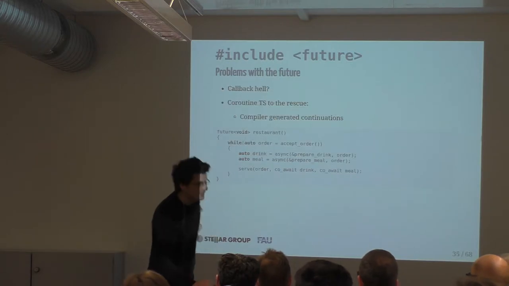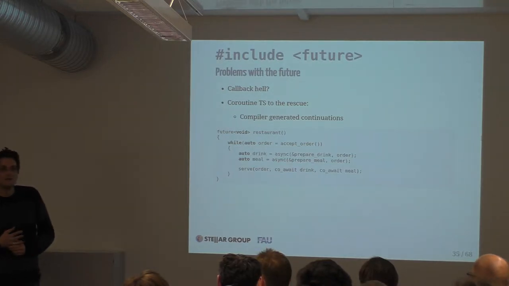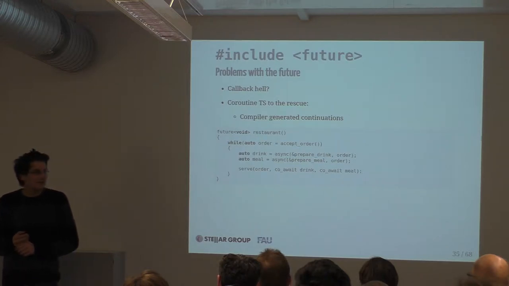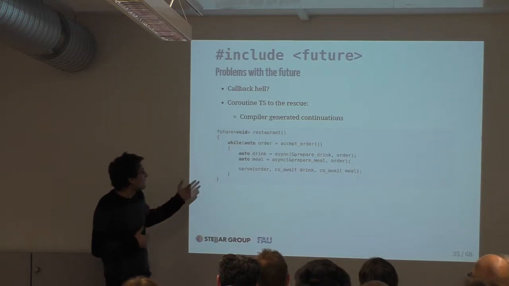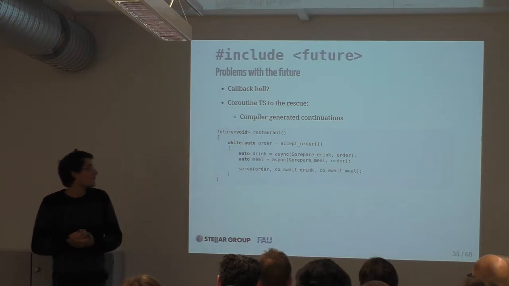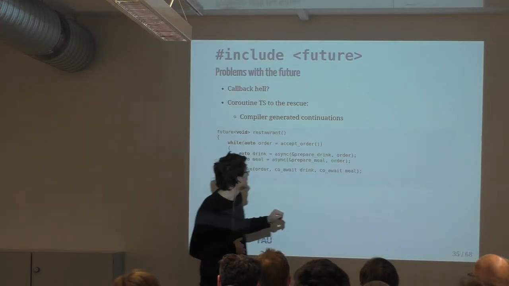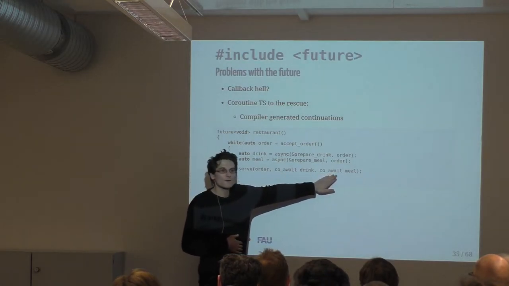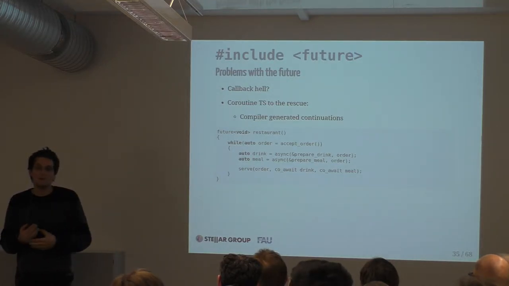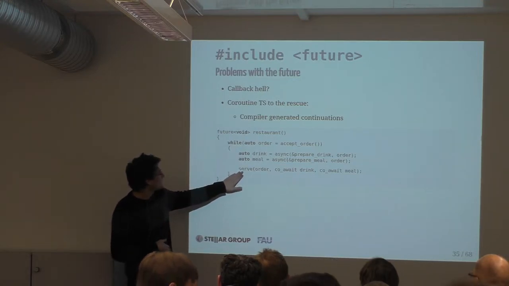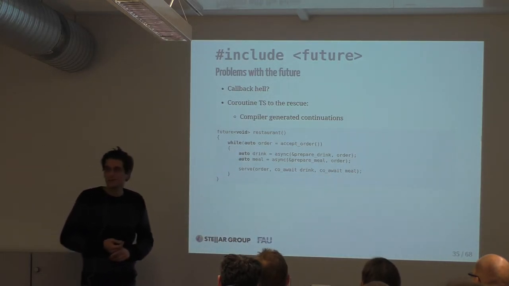So next slide: I don't want to write those nasty continuations. Have the coroutine technical specification to the rescue, right? For those kinds of tasks, what this really buys us is compiler-generated continuations, right? So instead of writing this nasty .then and whatever, I just put this co_await in front of my futures, and the compiler will then hopefully generate an optimal continuation to call this serve function only once both of those futures are ready. Okay, and this works pretty nicely.